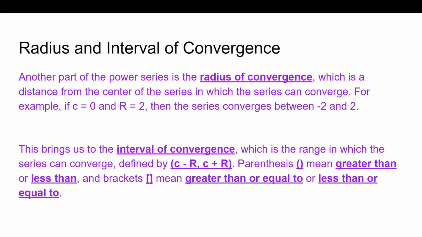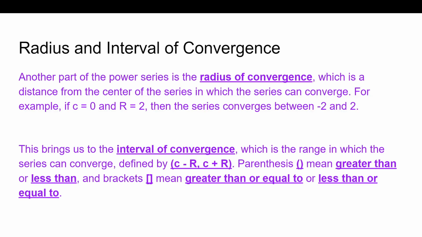Another part of the power series is that the radius of convergence is the distance from the center of the series in which the series can converge. For example, if c is equal to 0 and r is equal to 2, then the series converges between -2 and 2. This brings us to the interval of convergence, which is the range in which the series can converge, defined by c minus r to c plus r.